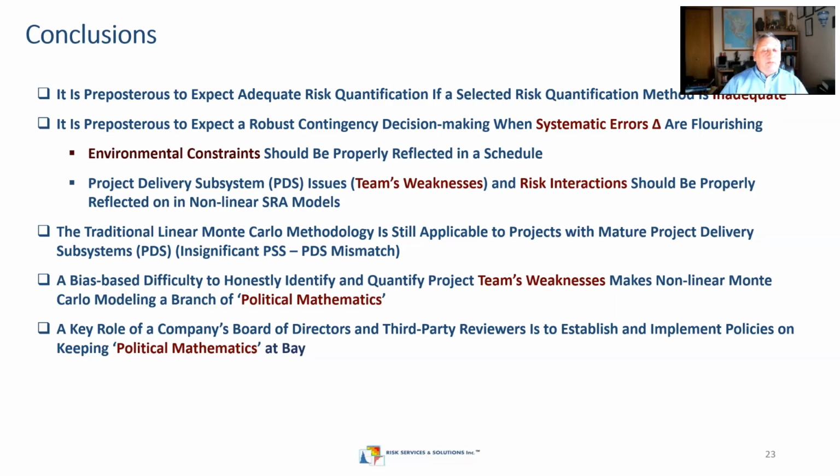So the role of company boards of directors or third-party reviewers is to establish and implement policies and procedures to keep political mathematics at bay in order to predict adequately the project outcomes in terms of cost and schedule contingencies as well. But that's quite difficult because of bias. Political mathematics is another realization of bias in projects.